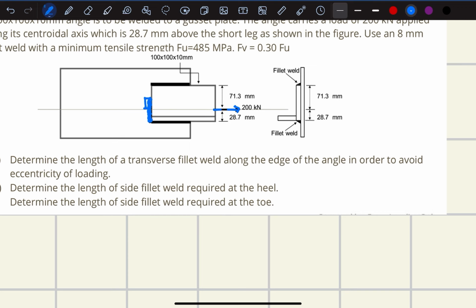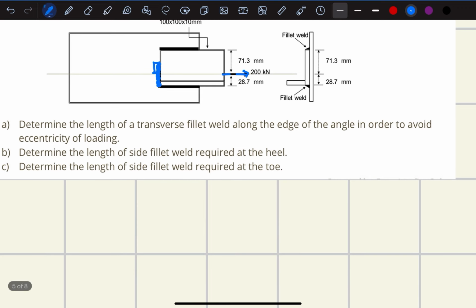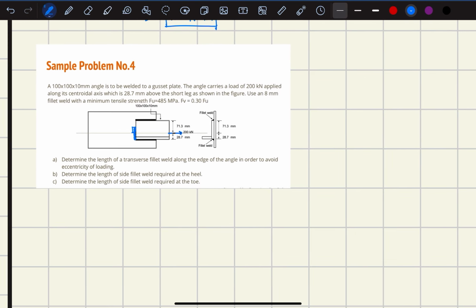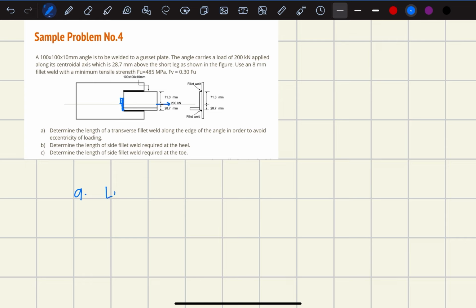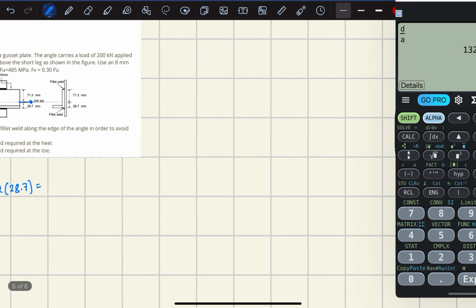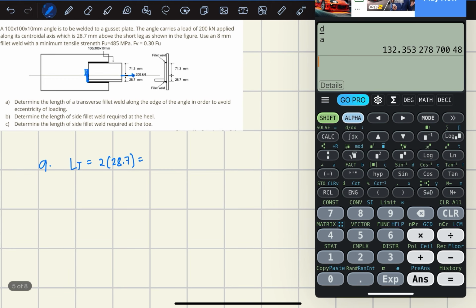So, the length of our transverse fillet weld will be twice 28.7, so it is equal in length. So, 2 times 28.7 is 57.4 mm.